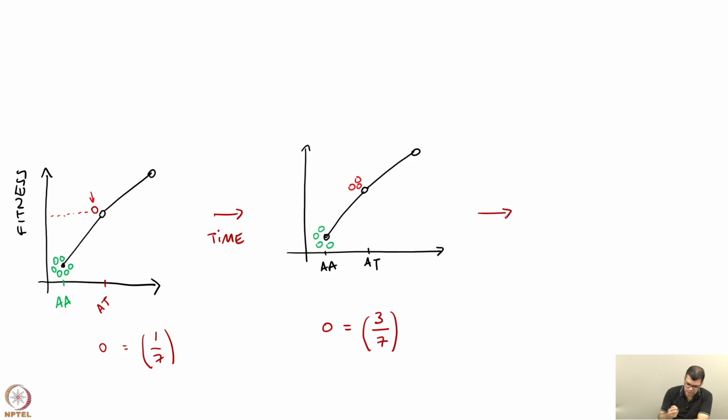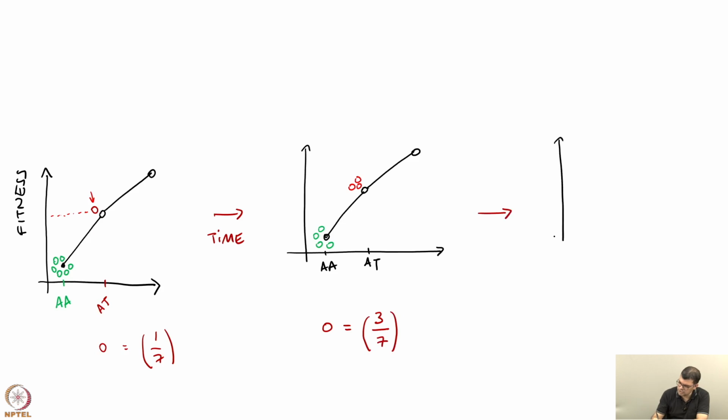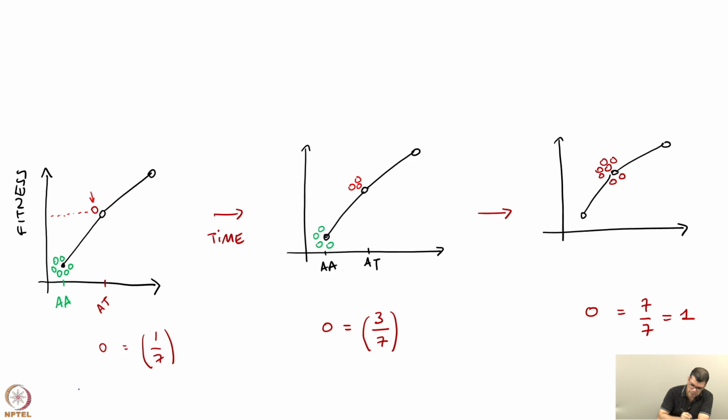And if we let this play a little more, eventually this will lead to the following situation. That we have all red and no green. So, the fraction of red individuals is 7/7, which is simply equal to 1. And thereafter, we wait for a mutational event such as this to take place, such that one individual like this is going to be born, and so on and so forth.